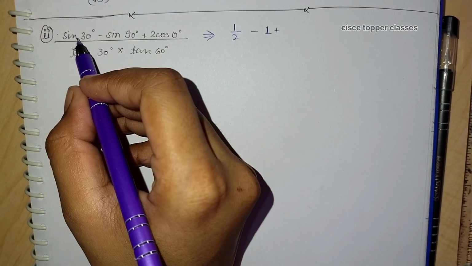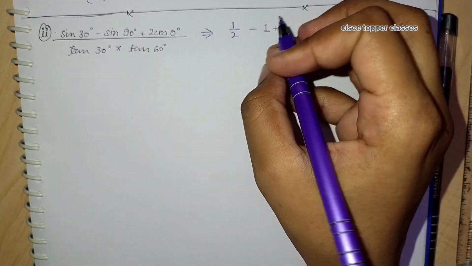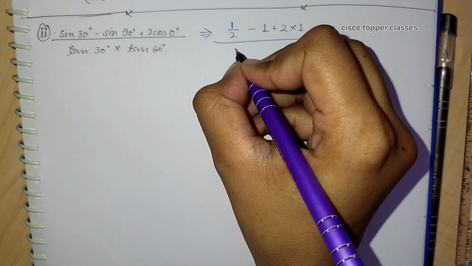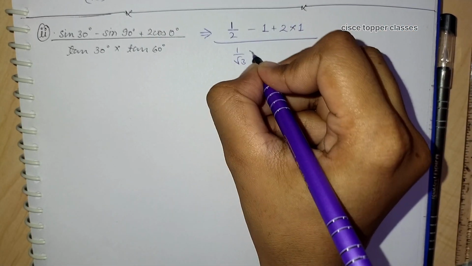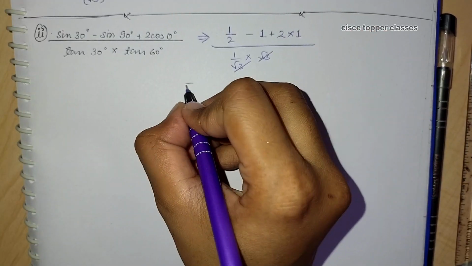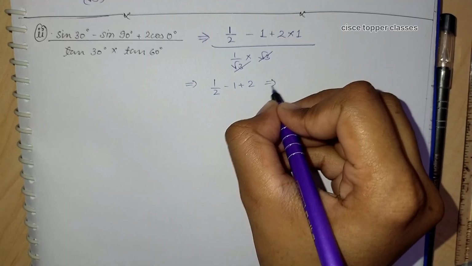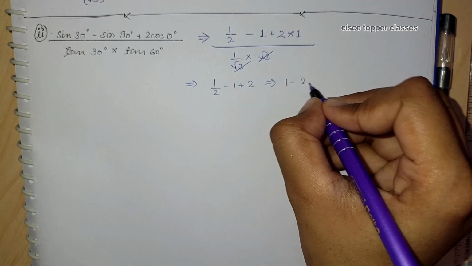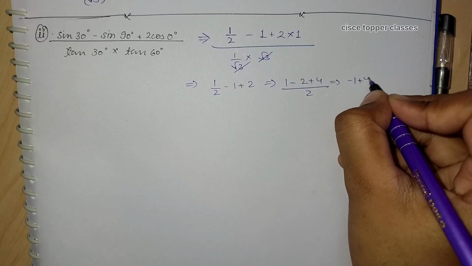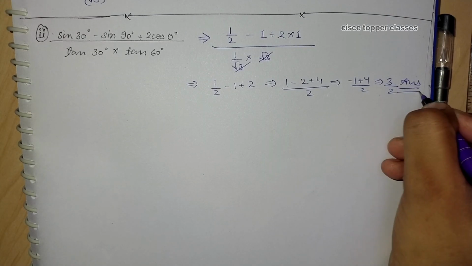Solve question number 2 second part. Sin 30, here we can write 1 by 2, minus sin 90, here 1, plus 2 cos 0 degree. So it will be 2 into 1, because cos 0 is 1. Upon tan 30 will be 1 by under root 3 into tan 60 will be under root 3. So this will be cancelled out, and we will get 1 by 2 minus 1 plus 2. So 1 minus 2 plus 4 divided by 2 will be minus 1 plus 4 divided by 2. So this will be 3 by 2 is the final answer in the second part.